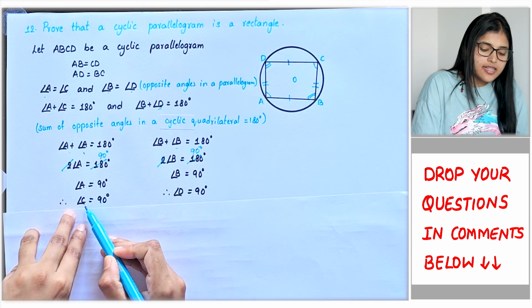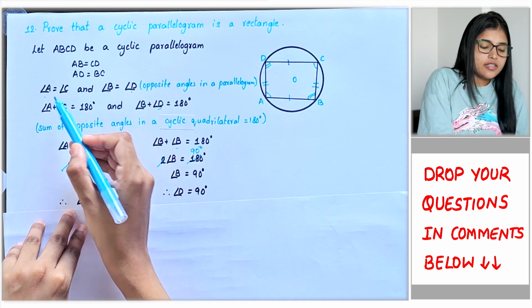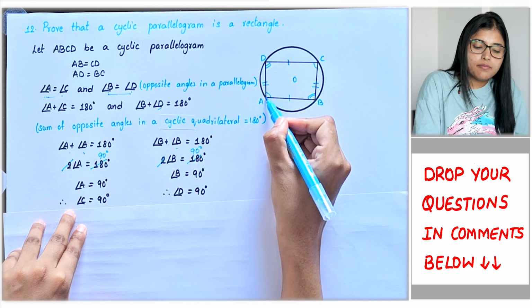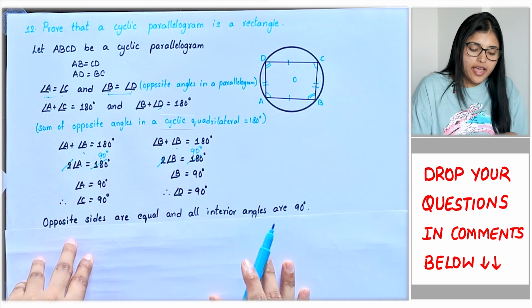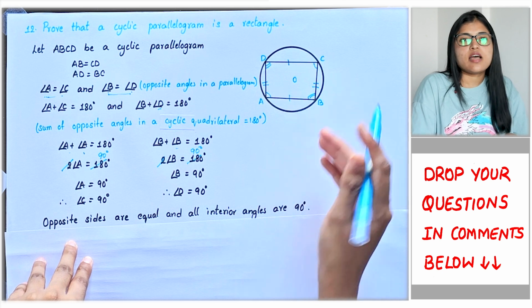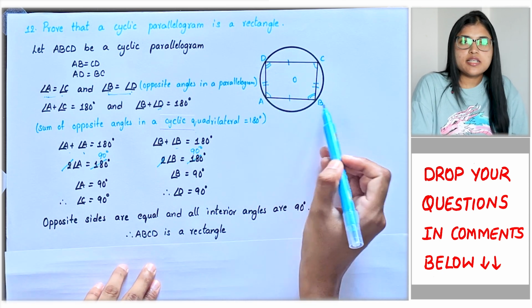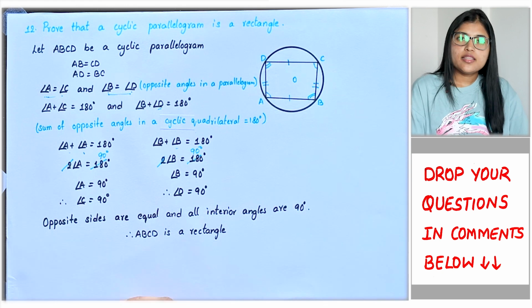Therefore, I can say angle C and angle D are also 90 degrees, because angle A equals angle C and angle B equals angle D. So I have proven that all interior angles are equal to 90 degrees and opposite sides are equal. Therefore, ABCD is a rectangle. With this, we have come to an end to chapter 9, circles.